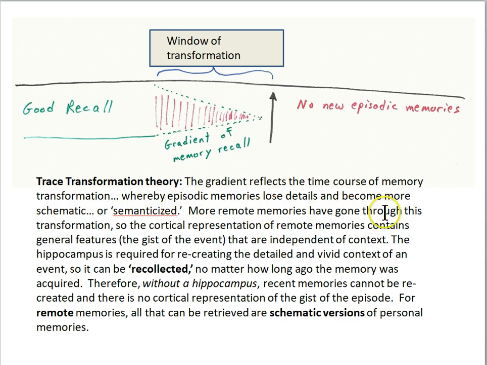More remote memories have gone through this transformation, so the cortical representation of remote memories contains general features, the gist of the event, that are independent of context. The hippocampus is required for recreating the detailed and vivid context of an event, so it can be recollected no matter how long ago the memory was acquired. Therefore, without a hippocampus, recent memories cannot be recreated, and there is no cortical representation of the gist of the episode. For remote memories, all that can be retrieved are schematic versions of personal memories.